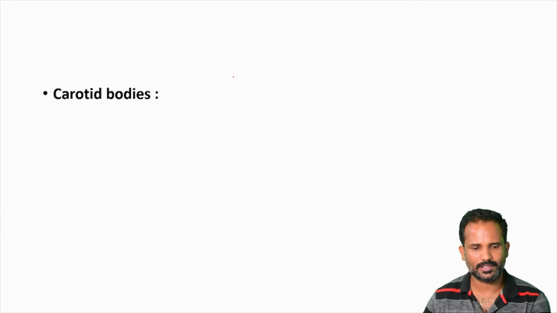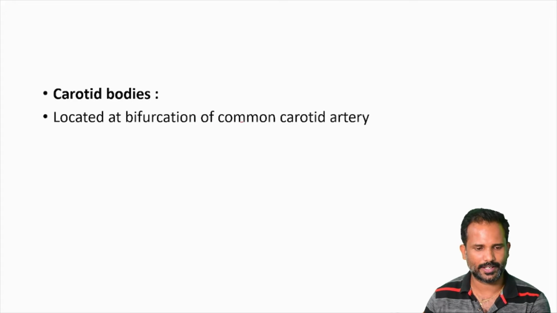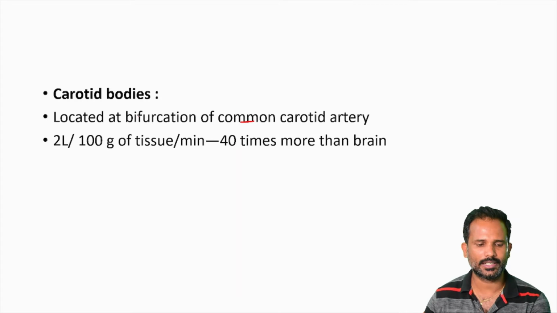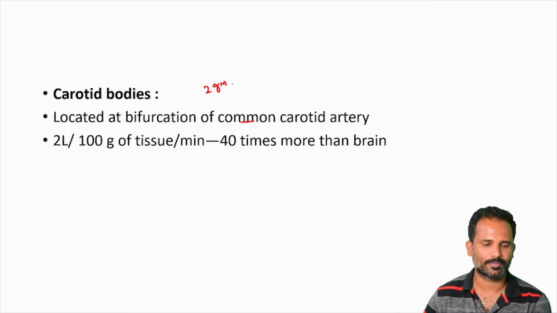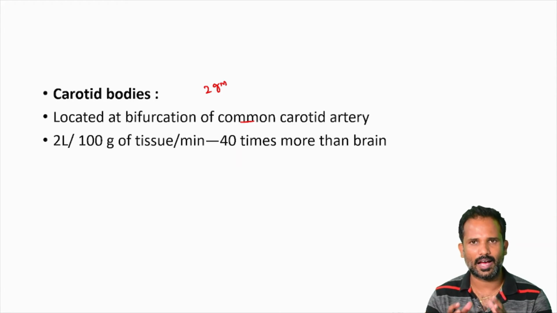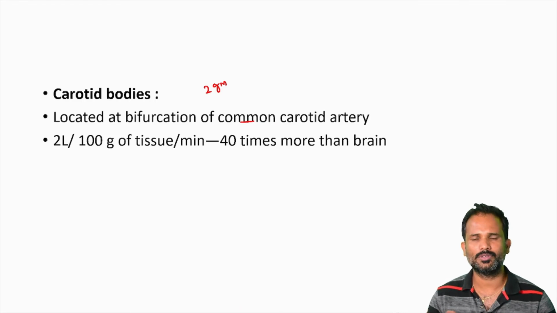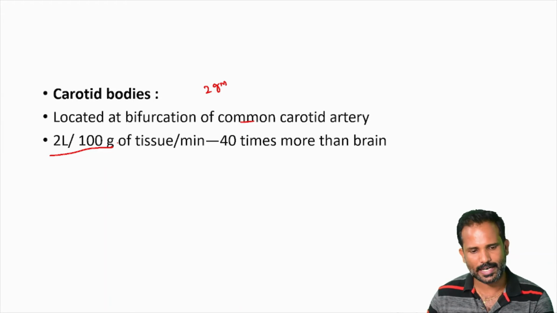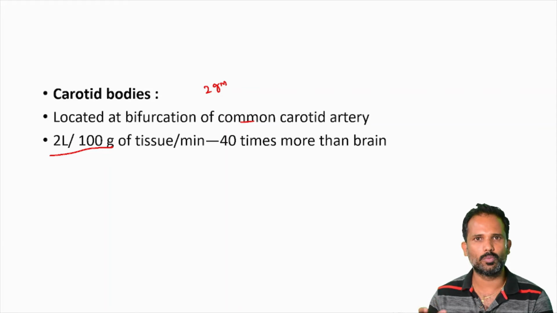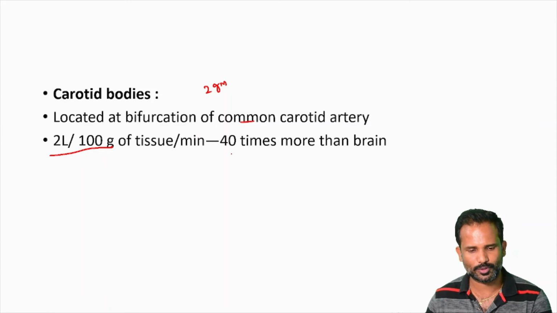Carotid bodies are located at the bifurcation of the common carotid artery, and usually they weigh around 2 grams, and it has the highest blood flow based on 100 grams of the tissue. So per gram weight, highest blood flow is to the carotid body, which is 2 liters per 100 grams of tissue per minute, which is almost 40 times the blood flow to the brain.